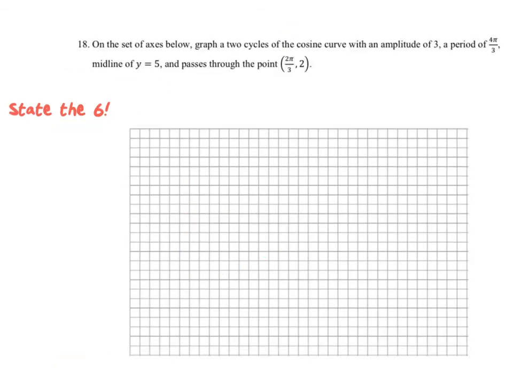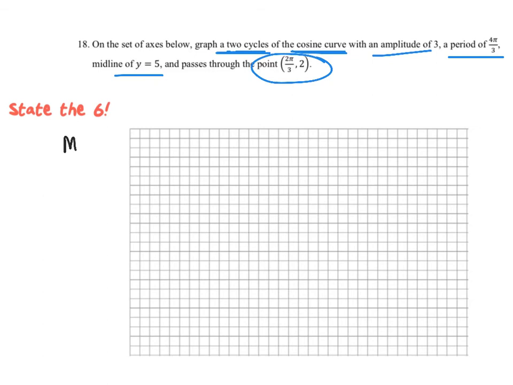All right, now our next one is a little nastier. On the set of axes below, graph 2 cycles, so they want to see exactly 2, of the cosine curve. Amplitude is 3, period is 4 pi over 3, midline's 5, and now they're telling you you have to hit a certain point. So again, I want to state the 6.